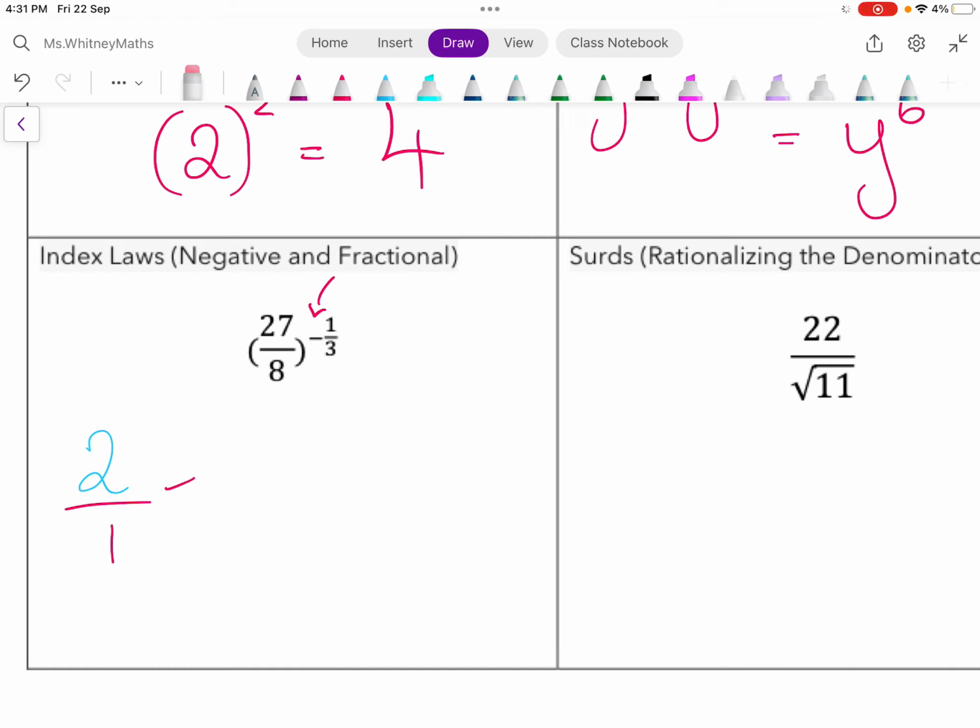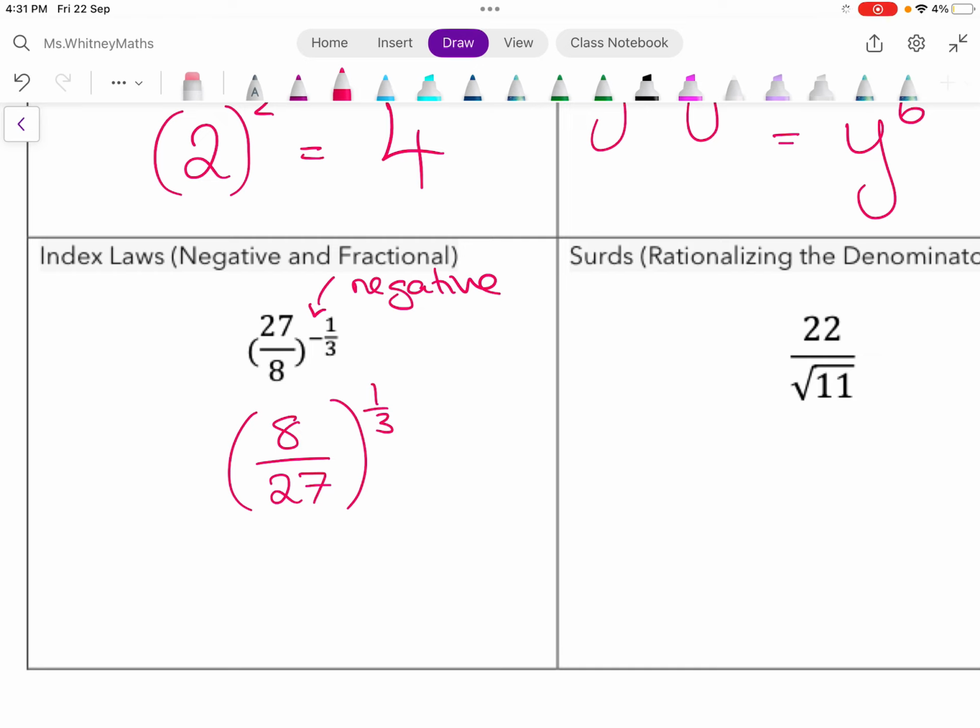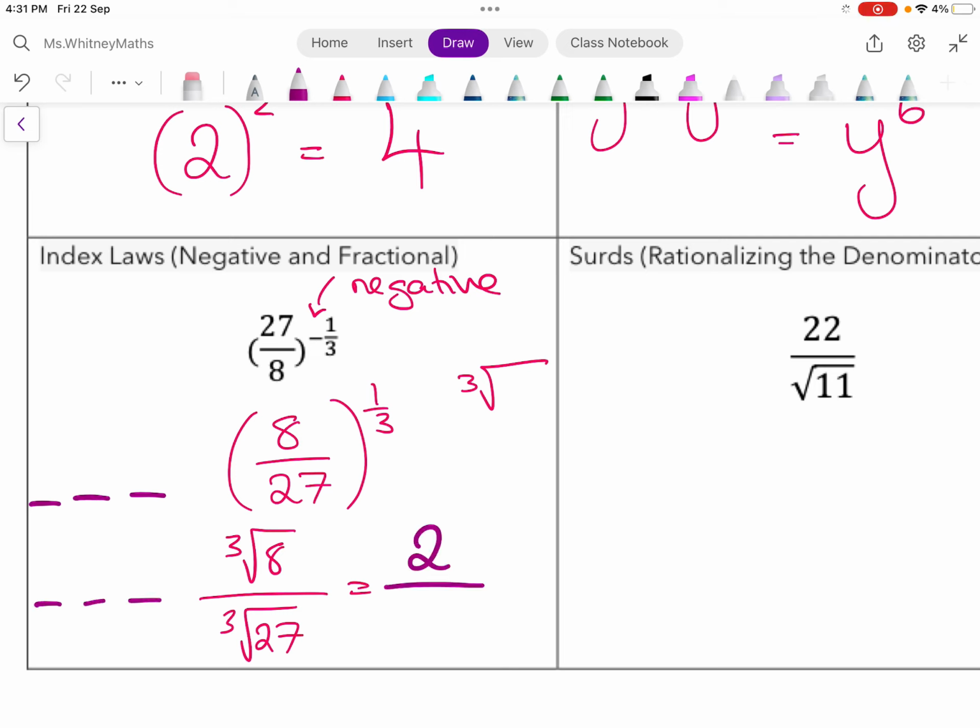Now, if we have a fraction, the negative power makes it flip. So if we look at the negative, that makes it become 8 over 27. We lose the negative to the 3rd because it's flipped the fraction. Then a 3rd means cube root. So we're doing the cube root of 8 over the cube root of 27. Okay, what times by itself 3 times to make 8? We get 2. What times by itself 3 times to make 27? We get 3. That is the answer.